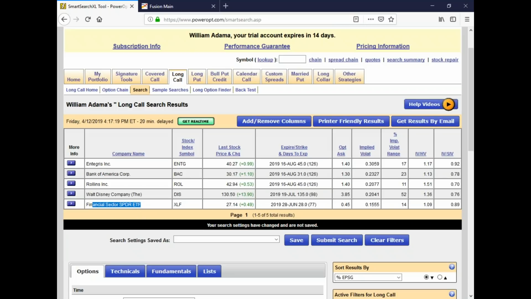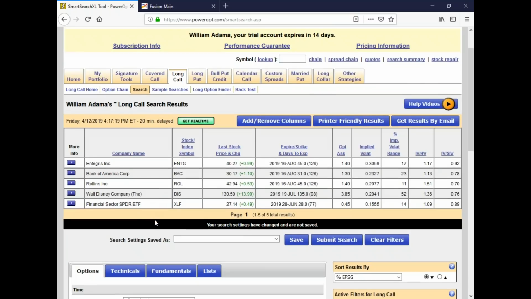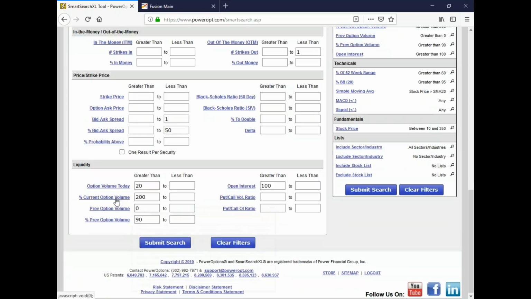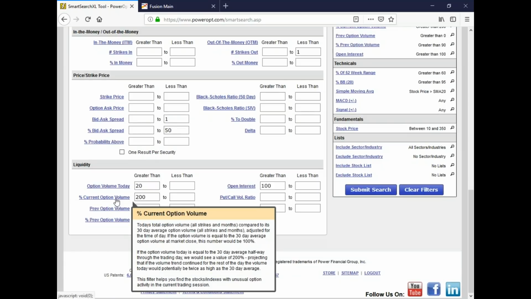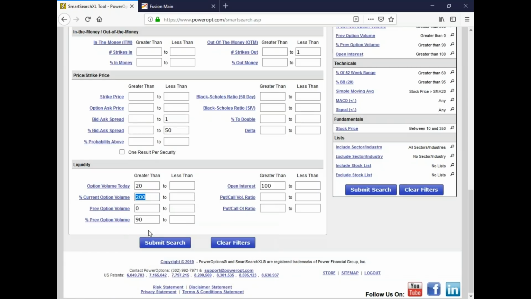And of course, the financial sector, again, all the banks reporting good earnings, very strong. There we go, so that's where we saw the activity today. You would have seen this when you ran the search as well: Disney, Bank of America, and XLF. Just use that percent current option volume, and you can increase it higher. You could put it up to 300. Let's just see, was any of those 3 or 4 up to 300% option volume?